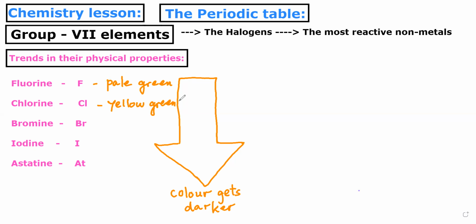Okay, so you see as we are going down, it is getting darker. Bromine is red brown. Then iodine is black or kind of dark purple. Astatine is also black. So as we are going down, it is getting darker and darker. Then, let's talk about another physical property, which is their melting and boiling point.